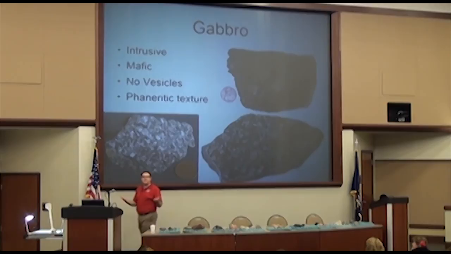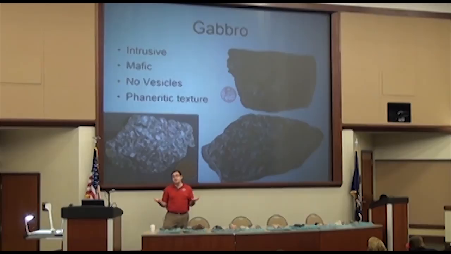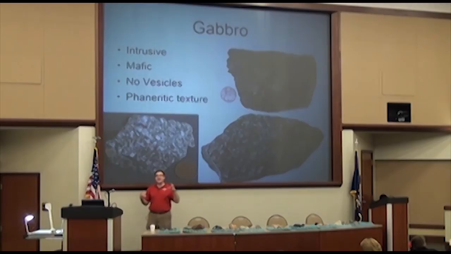But they're generally about the same colors because they're about the same mixture of minerals. One more question about gabbro. Go ahead. The easiest way to tell gabbro apart from obsidian is the way that it breaks. They're both going to be dark colored, but the obsidian will have that conchoidal fracture and that glassy look to it, whereas the gabbro, you can see crystals in it.